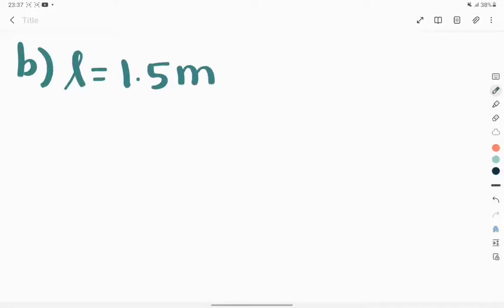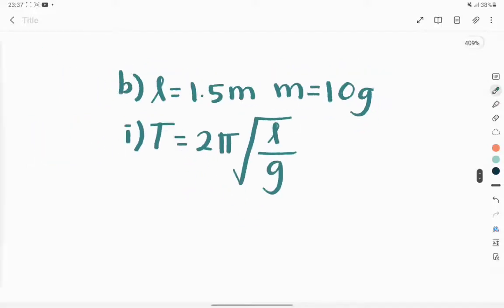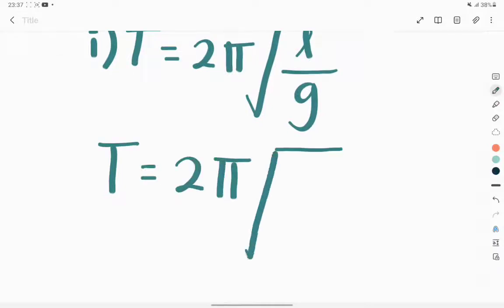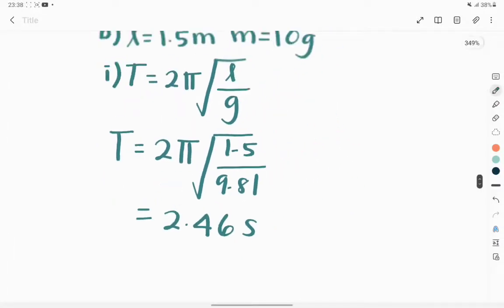For question 1, to calculate the period of the pendulum, we use the formula T equals 2 pi times square root of length over gravity. Then we replace the value of length with 1.5 meter and gravity 9.81. Lastly, we get the answer 2.46 seconds.